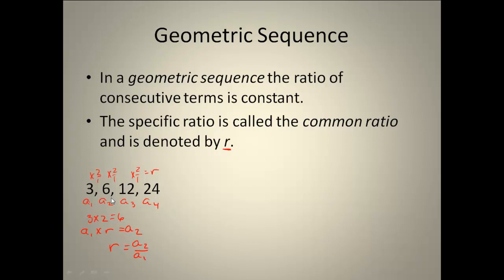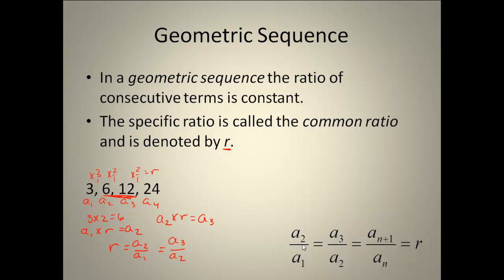You could do that for the 6 and the 12. I had a sub 2 times my ratio is equal to a sub 3. When I divide both sides by a sub 2, I get a sub 3 over a sub 2 is equal to my ratio. And this pattern would continue on and on.